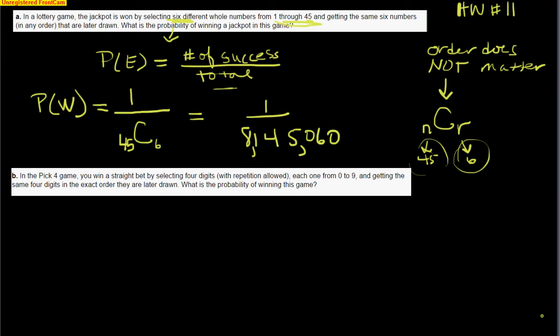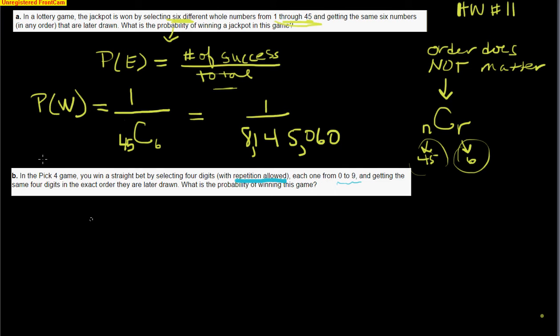In a Pick 4 game, you win a straight by selecting 4 digits with repetition allowed. That's important. With repetition allowed. And we want to get the same 4 digits. What's the probability of winning this game? And we are choosing between the numbers 0 and 9.